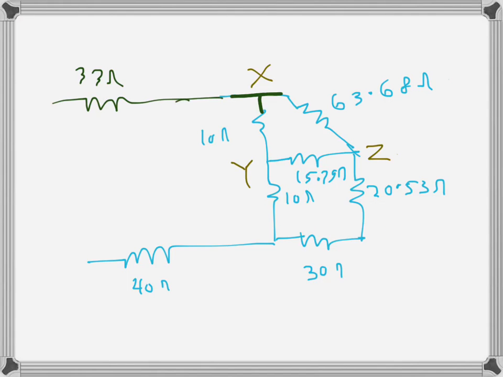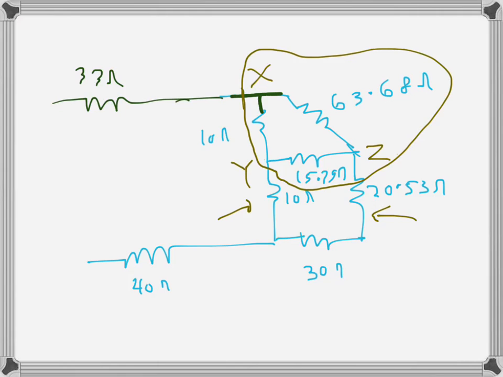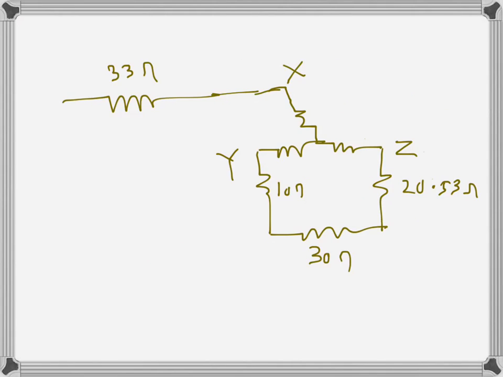And we can see that here 10 ohms was connected to Y and 20.53 ohms resistance was connected to Z, because the part of delta is just these three resistances which we need to convert into Y. But 20.53 was connected to Z, which is connected there, here as well, and similarly 10 ohms connected to Y, that's there.